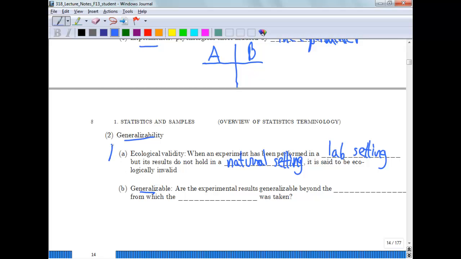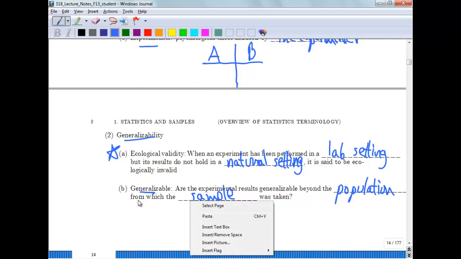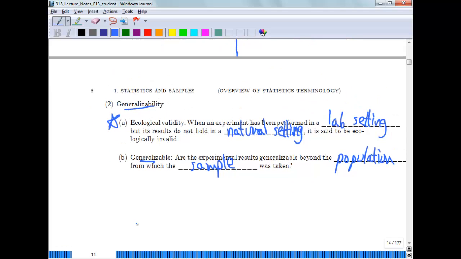This is a big issue in biological studies. And then generalizability: are the experimental results generalizable beyond the population from which the sample was taken? If I do a study and find out that freshmen experience a significant amount of spiritual growth when they come to Biola, does that mean that it also happens when they're sophomores, juniors, or seniors? If I say that, then I'm generalizing beyond the original study. And that concludes chapter 1 of Whitlock and Schluter.